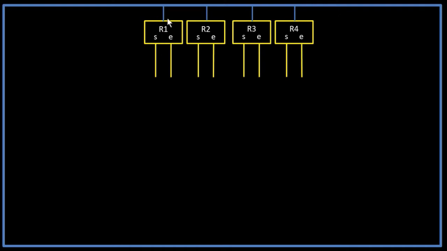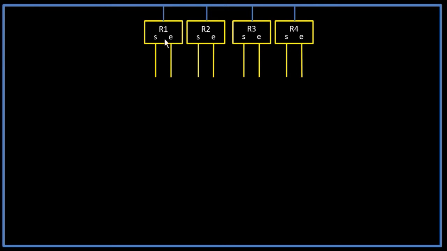So let's take a peek ahead and see what it is we're going to be building over the next few videos. We're going to have a bus, and it's going to be an 8-bit bus. I've only shown one wire here, but there is actually going to be 8 of these. We're going to design something called a register, and there's going to be 4 of these. This register is just 1 byte of memory, so it's 8 bits of memory.